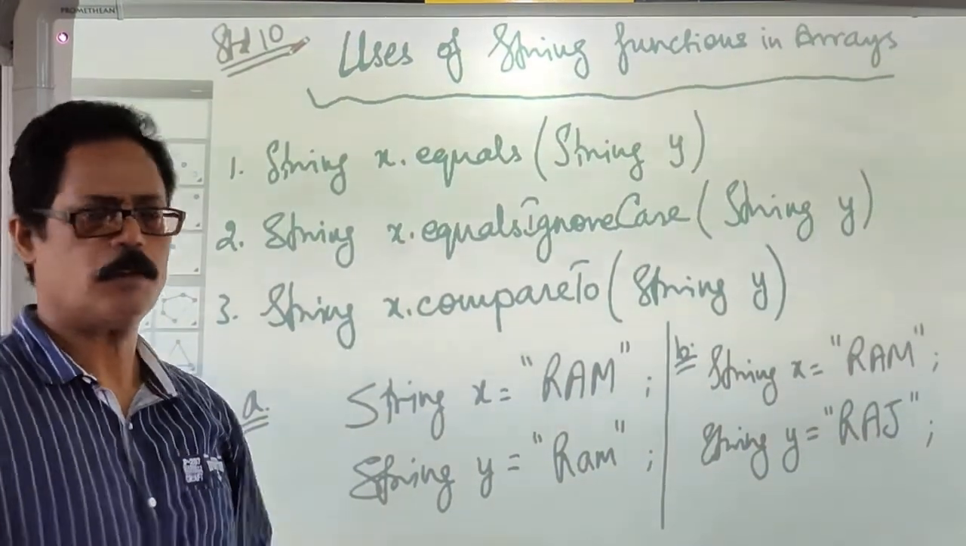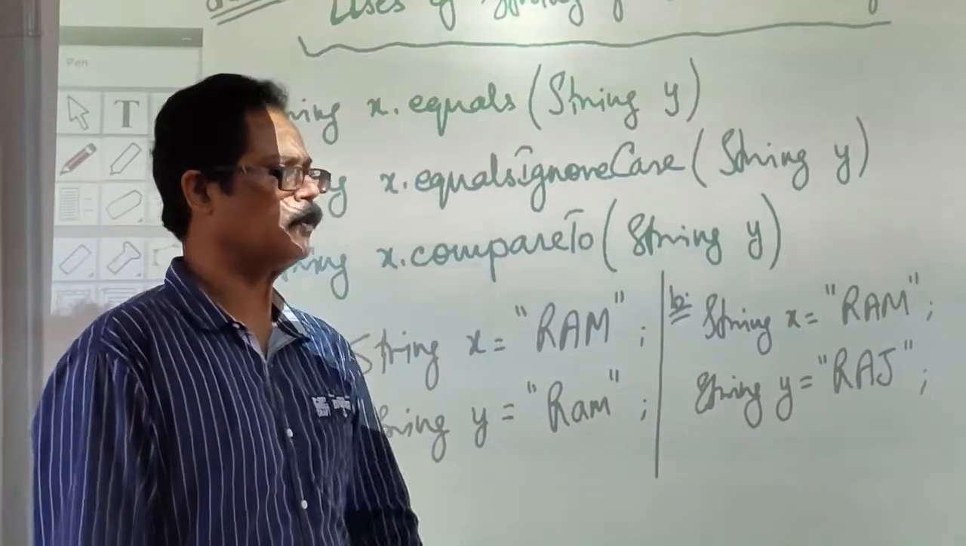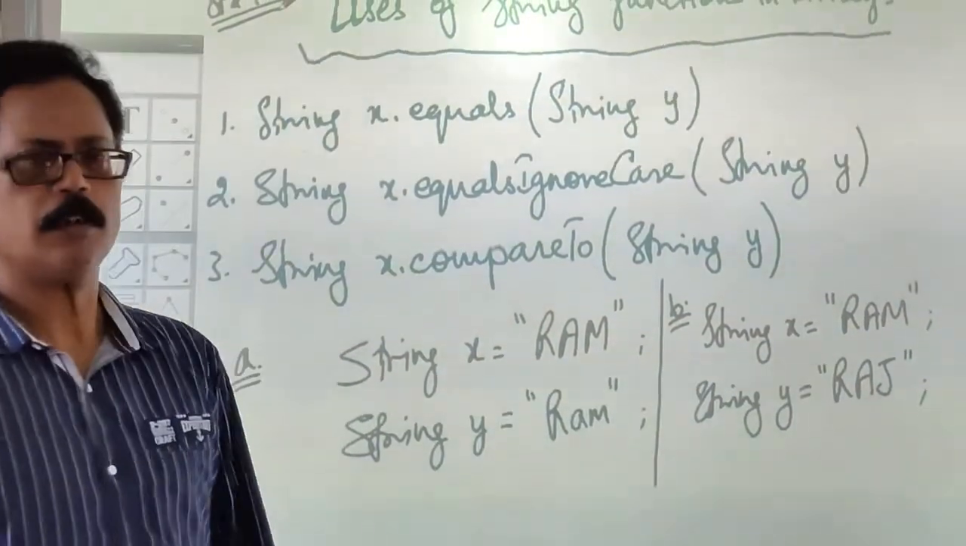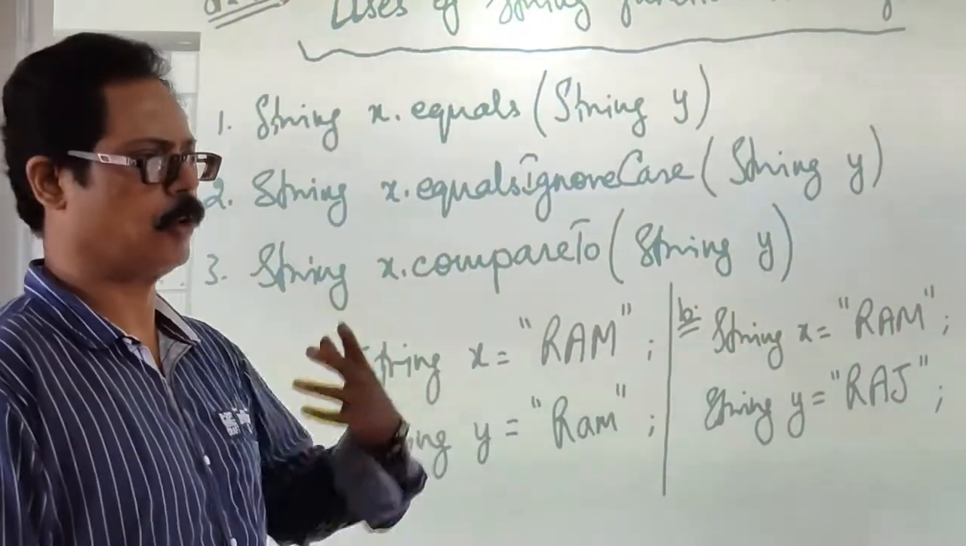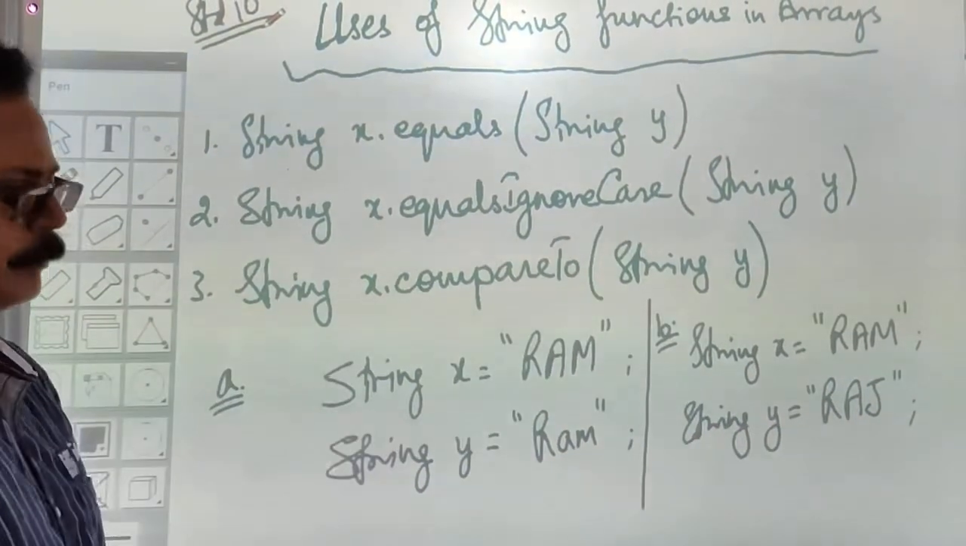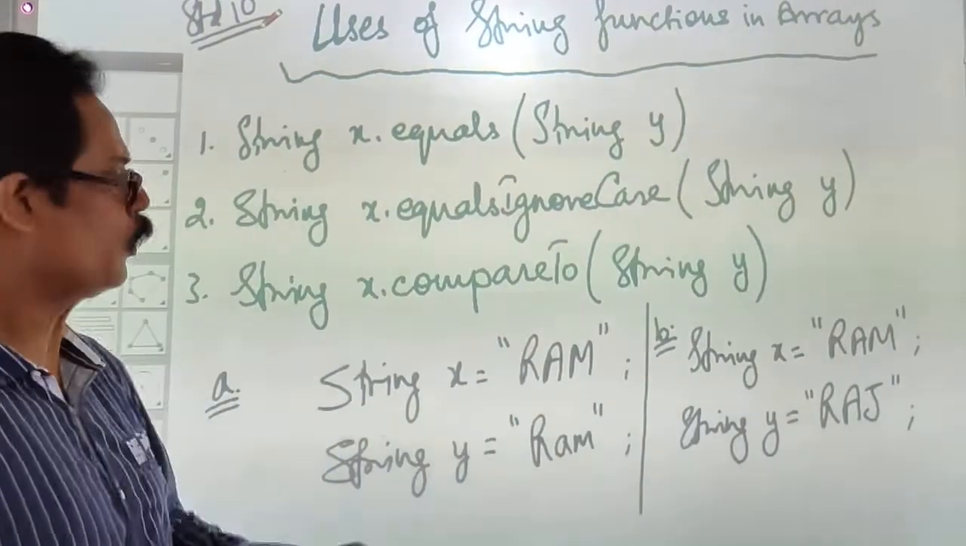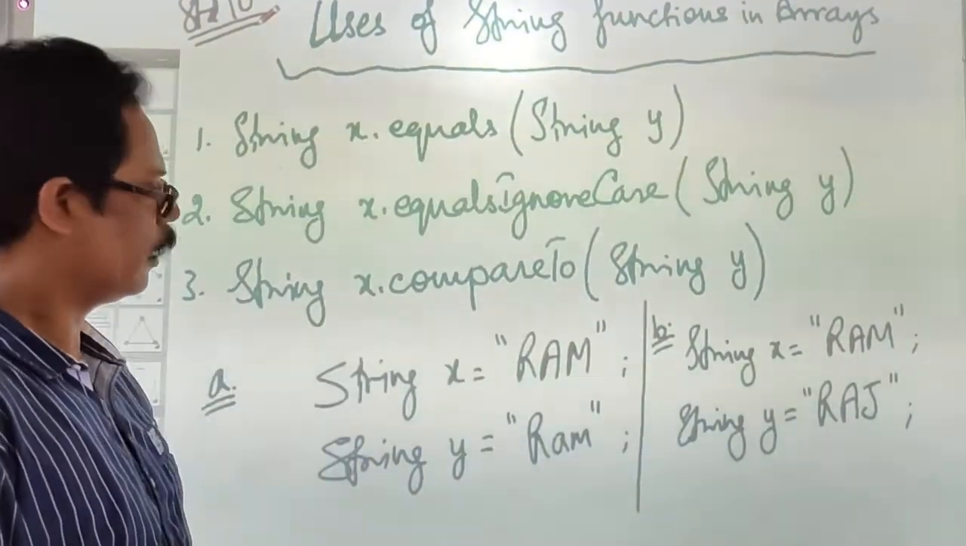So how we are going to use these functions, or what is the significance of these functions when we use them in arrays or anywhere else. Okay? So let us discuss one by one. I'm going to use two examples in order to explain all these three functions.